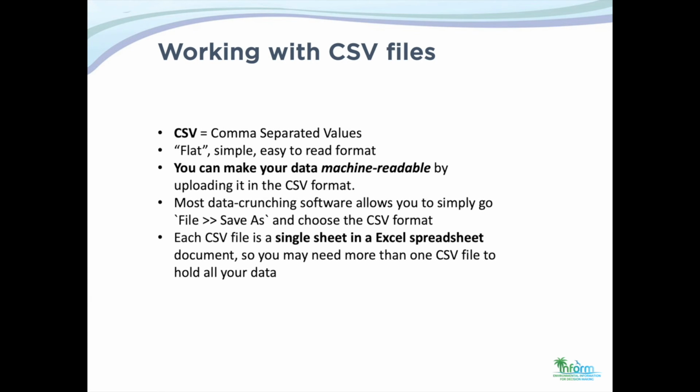The format of your data makes a big difference to how it can be viewed and used. Some data formats are machine readable, allowing the data portal to process the files so they are easier to find and can be published as graphs and charts. You can make your data machine readable by uploading it in the CSV format. Most data crunching software allows you to simply go File, then Save As, and choose the CSV format. Each CSV file is like a single sheet in a spreadsheet document, so you may need more than one CSV file to hold all your data.